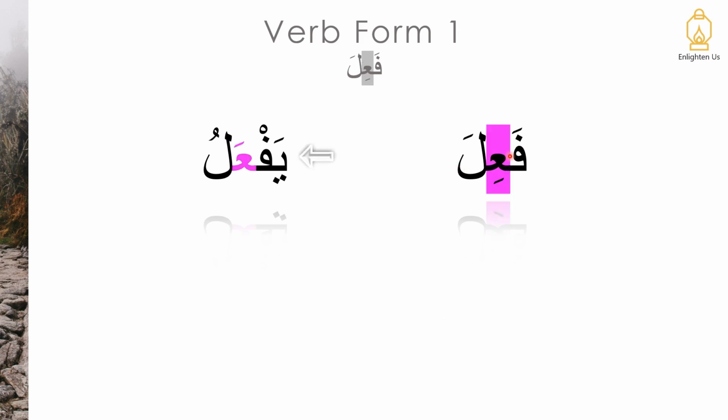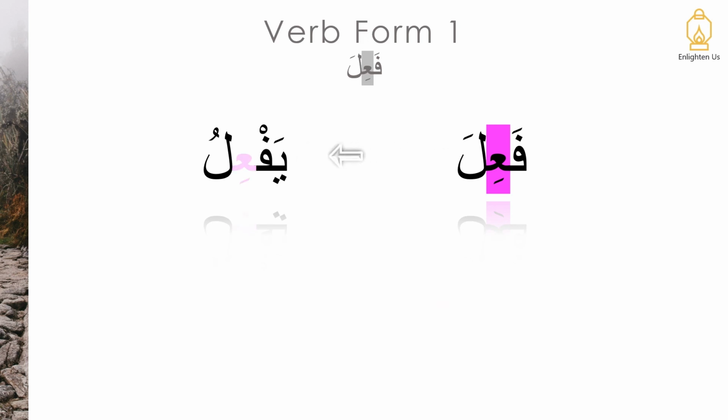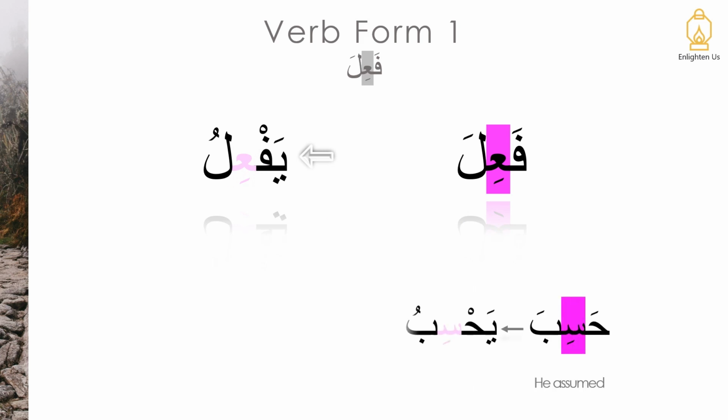Now if you've noticed, we have فعل, so we've moved on to the kasra, يفعل. That's our present tense. Let's have a look at some examples. علم, he knew, يعلم, he knows. And لعب, he played, يلعب, he plays. Let's have a look at another example. So again, with فعل, you can have يفعل, again with a kasra. And some examples, حسب, he assumed, يحسب, he assumes, or ورث, he inherited, يرث, he inherits.